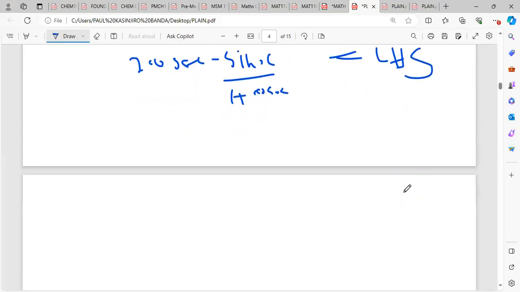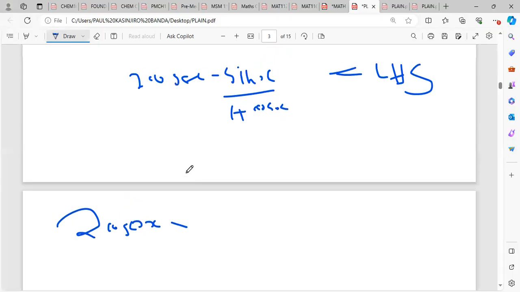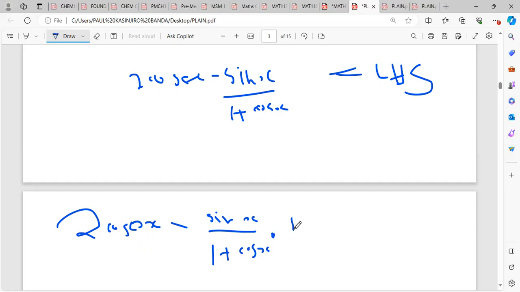So how do we prove that those two are the same? We prove by multiplying the second expression here by its conjugate. So we have 2 cosec x minus sine x over 1 plus cos x. We are going to multiply this expression here by its conjugate.